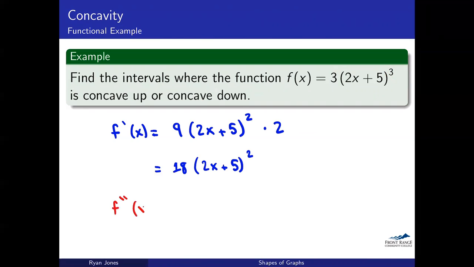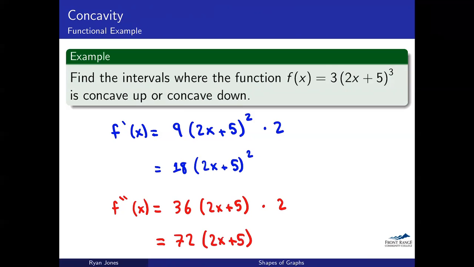F double prime. We're going to drop that 2 down. It's going to multiply on that 18. I'm going to subtract 1 off of the power, so I just have 2x plus 5 to the 1. And I'm going to multiply that again by a chain rule 2. That's the derivative of the inner function, the 2x plus 5. I get 72 times 2x plus 5. And that's my second derivative.